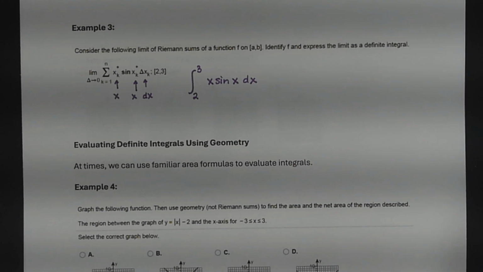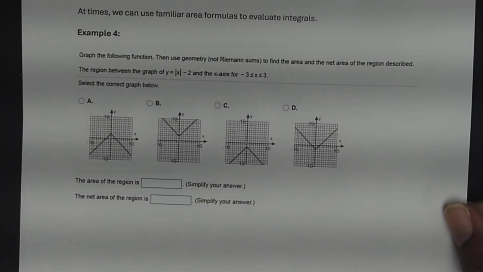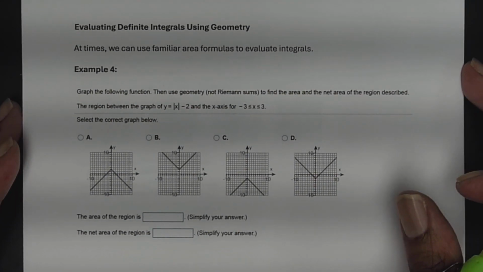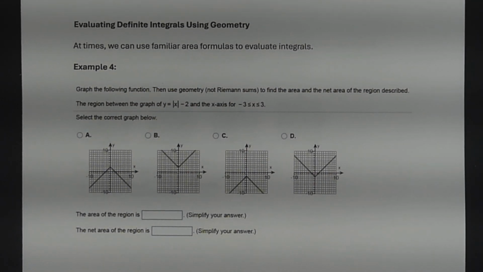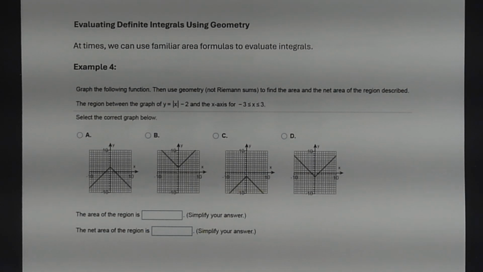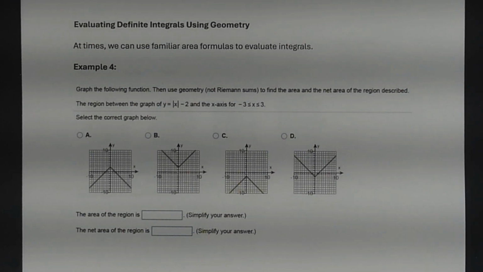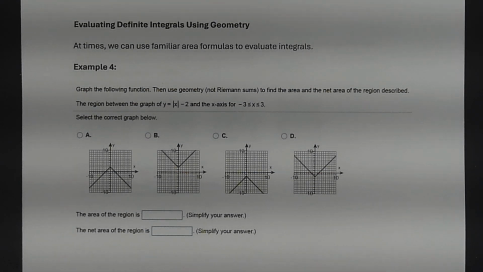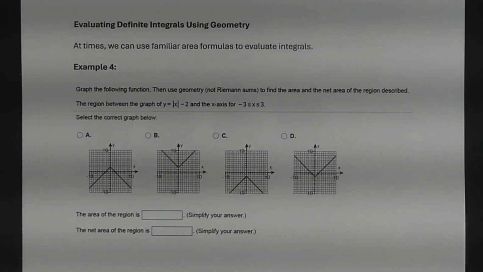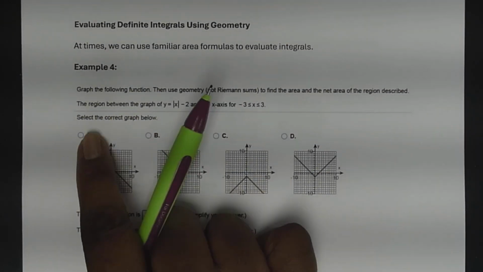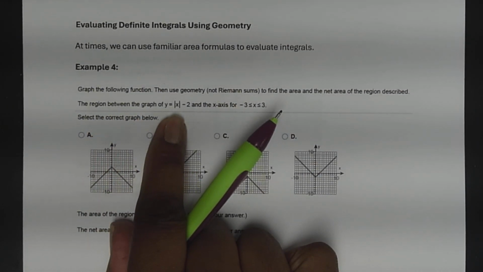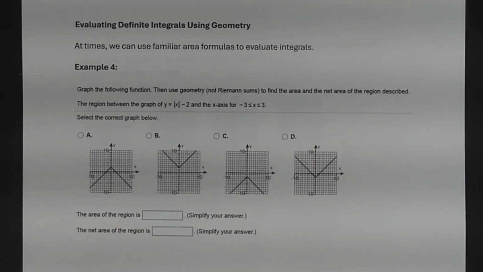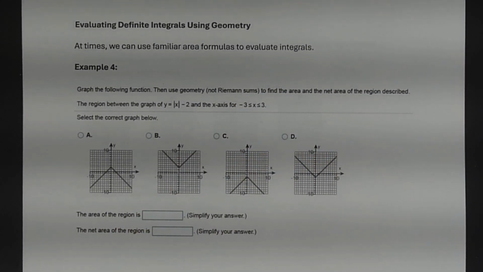All right, next we'll evaluate definite integrals using geometry. There are sometimes that we can use familiar area formulas to evaluate integrals. So like in example 4, we've got this. We want to graph the following function and then use geometry instead of Riemann sums to find the area and the net area of the region described. So here we've got the region between the graph of y is equal to the absolute value of x minus 2 and the x-axis for x greater than or equal to negative 3 and less than or equal to positive 3.